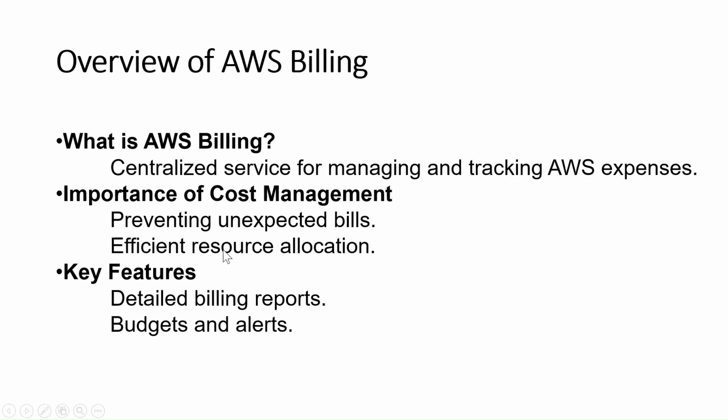There are two important reasons for cost management. The first one is preventing unexpected bills. That means it helps you avoid surprises at the end of the month by showing you how much you are spending in real time. And the second one is efficient resource allocation. You can see where your money is going, and you can adjust your resources to use them more efficiently.